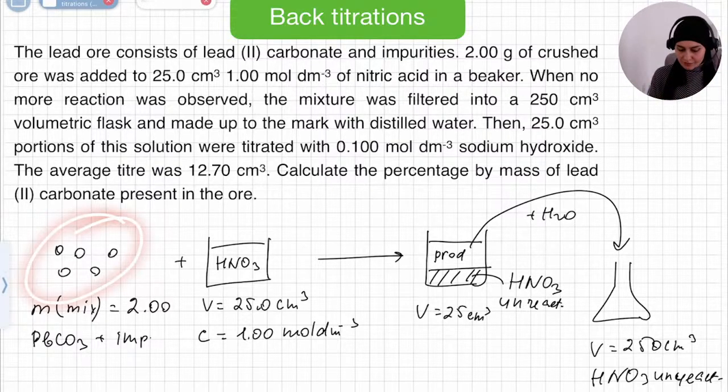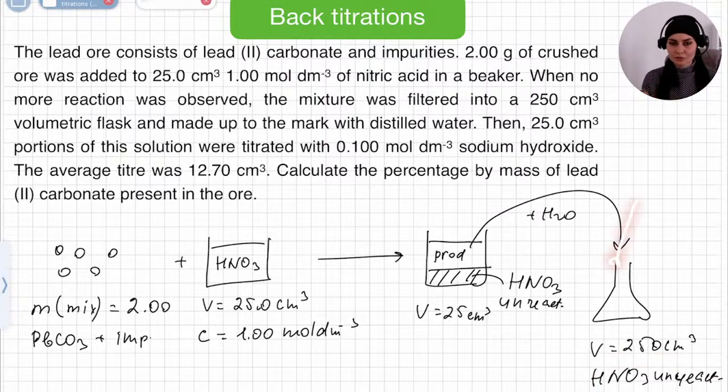Crushed ore reacted with HNO3 of that volume and that concentration, so we know exactly how much we've added. Then some HNO3 was left unreacted. Then they filter the solution, then dilute so that the unreacted acid is now in 250 cubic centimeters volume. And then what do they do? Then they don't titrate the whole thing.